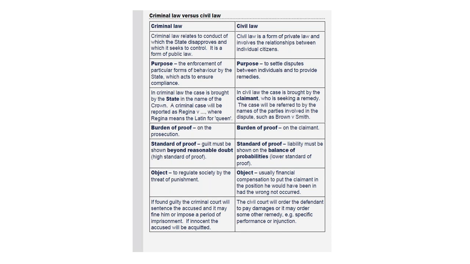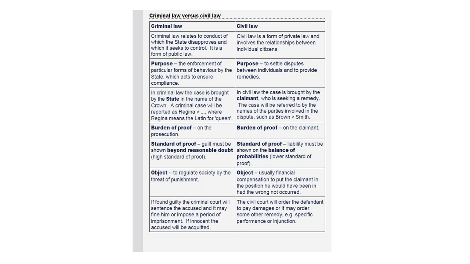Coming to civil law, the definition of civil law, as I told you, has been derived from private law. Civil law is concerned with all the relationships between individual citizens. It is a form of private law. How individual citizens will behave with each other, how they should honor contracts with each other, all of these things come under civil law. The purpose of civil law is to settle disputes between individuals and to provide remedies. If there are any disputes between individuals, civil law comes into action and provides remedies.